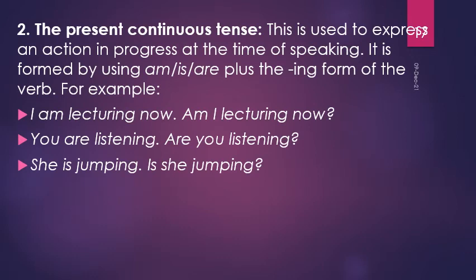The present continuous tense. This is used to express an action in progress at the time of speaking. It is formed by using am, is, are plus the ing form of the verb. For example, I am lecturing now.